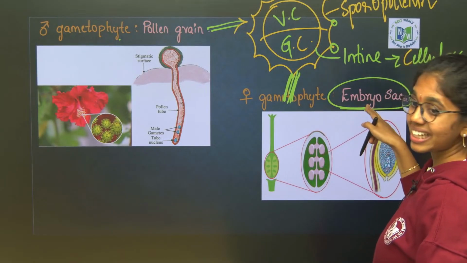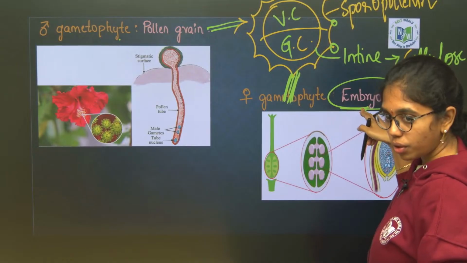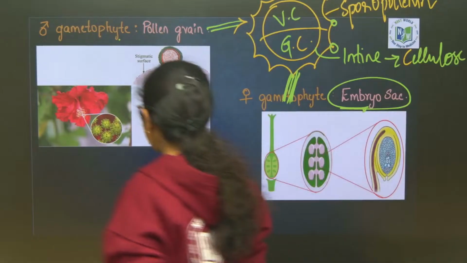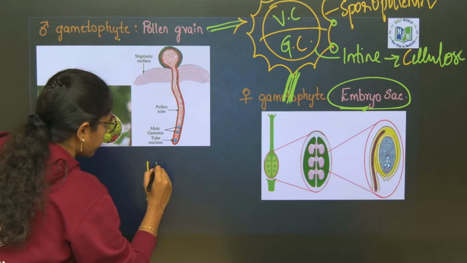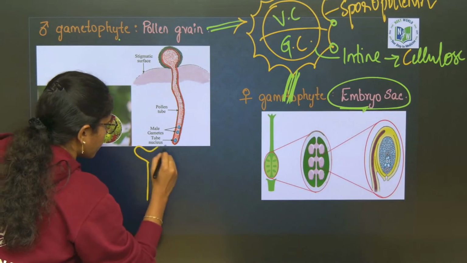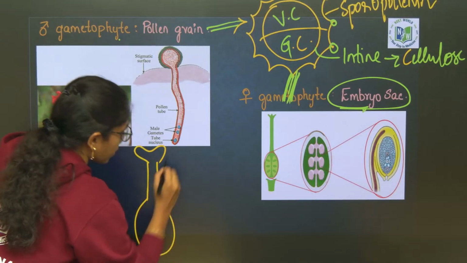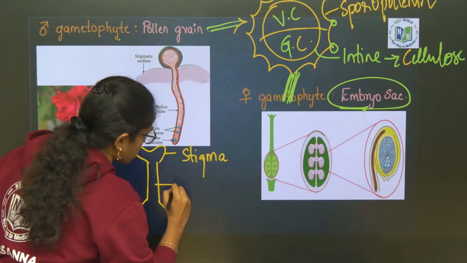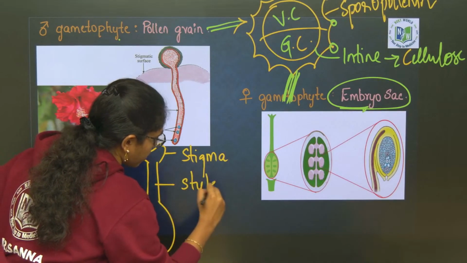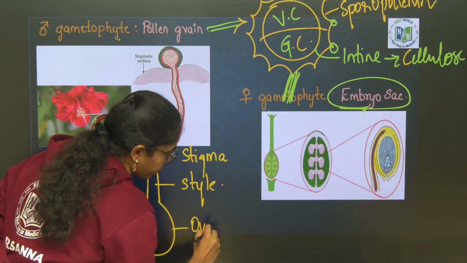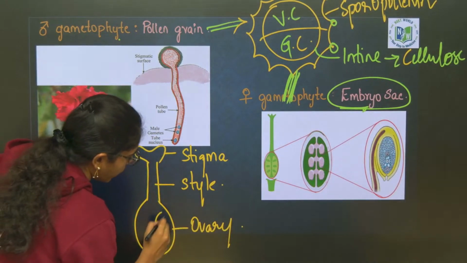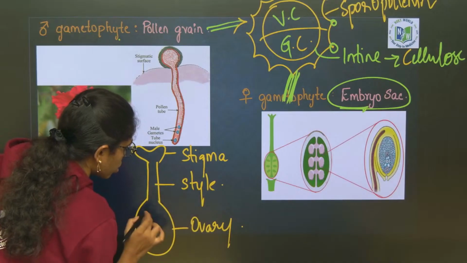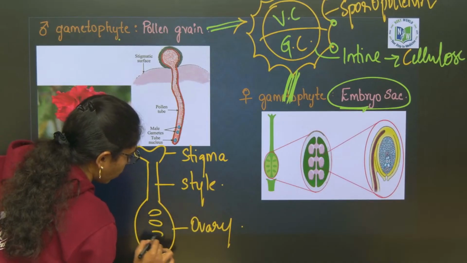Clear, right? And the female gametophyte is the embryo sac. Embryo sac is present inside the ovule. Ovule is present inside the ovary. To brief you clearly, I will give you a rough diagram. Stigma, style, ovary. Clear? Inside the ovary you will have ovules. Let me draw one arrangement of ovules.